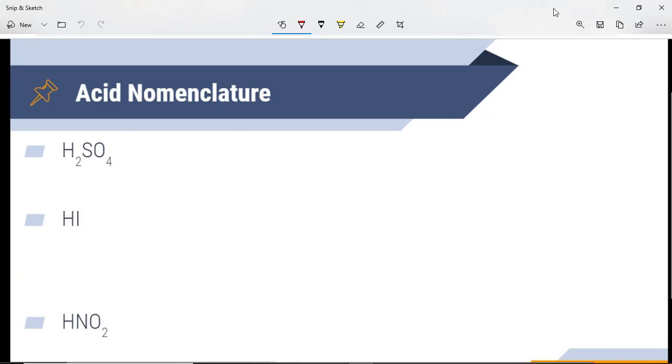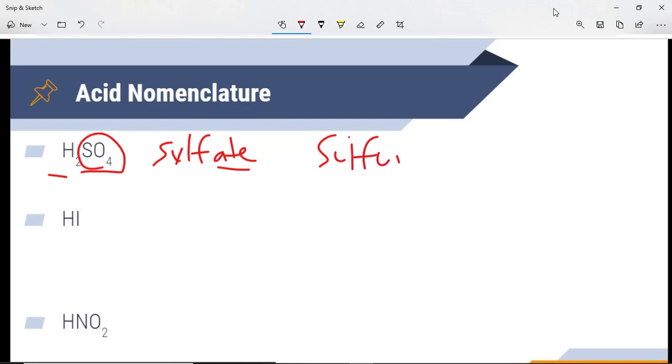Last bit of practice here focused on acid nomenclature. Again, what we do is we take a look at the anion here. We know this is an acid because it starts with an H. The anion is sulfate. Okay, ends in "ate." So this is sulfuric acid.